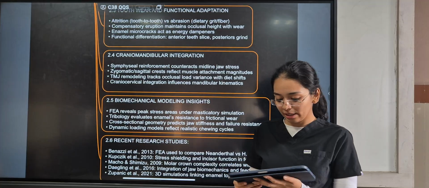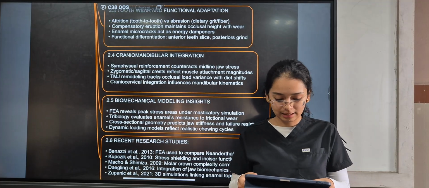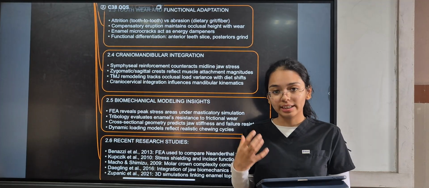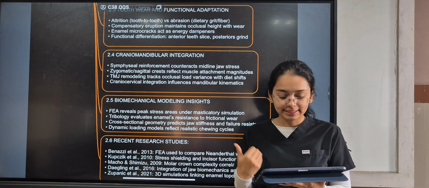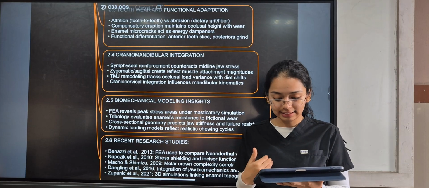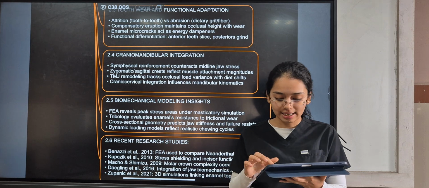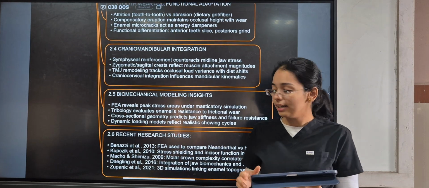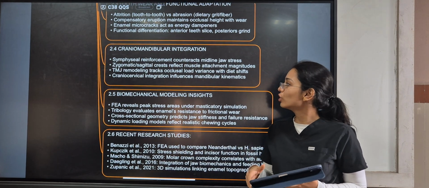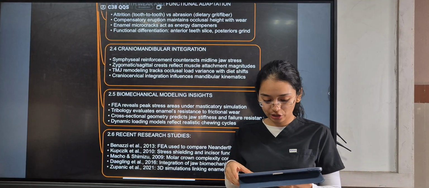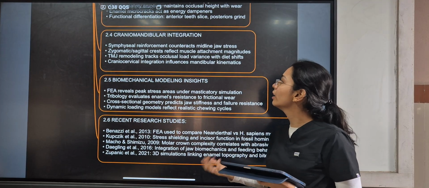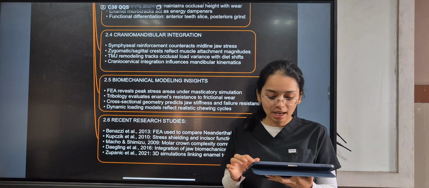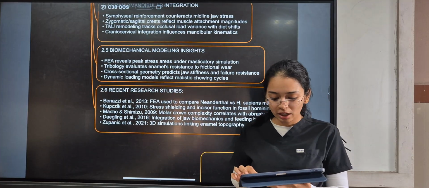Pertaining to craniomandibular integration, symphyseal reinforcement counteracts the midline jaw stress, and the zygomatic arch or the sagittal crest reflects the muscle attachment and magnitudes. TMJ modeling tracks occlusal load variance with dietary shifts seen throughout evolution. And craniocervical integration influences the mandibular kinematics, how the mandible moves and so on.